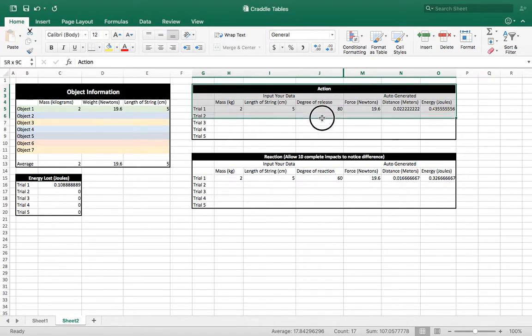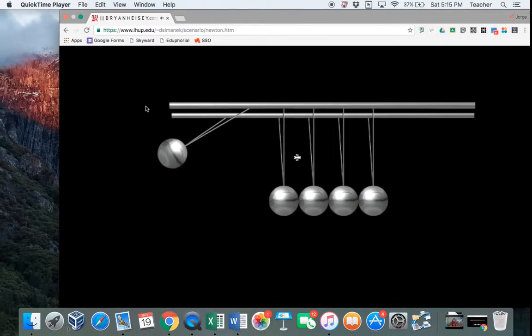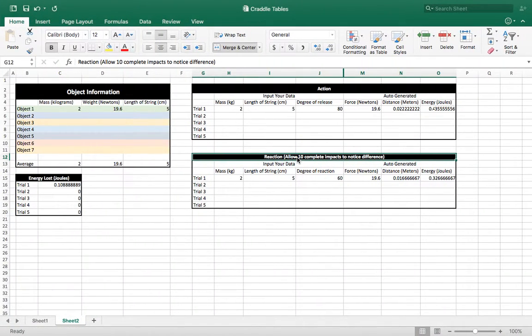So this top table is your action. The bottom table will be your reaction. Now I recommend to allow 10 complete impacts, as you saw in the video on the far left, from over here, to actually gather data.